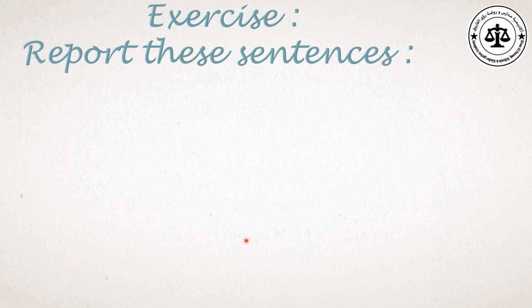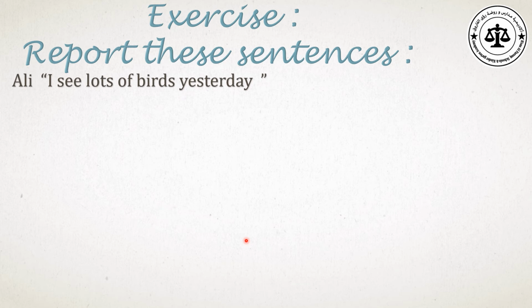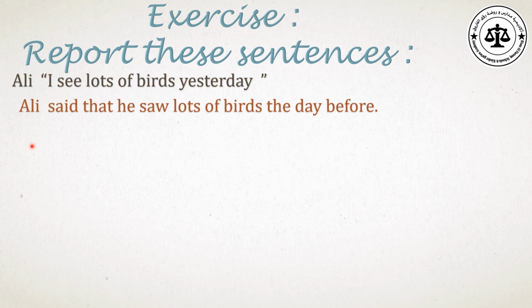Now let's do this exercise. Report these sentences. The first sentence, Ali's speech: I see lots of birds yesterday. هذا الكلام شو بنسميه؟ Direct speech, الكلام المباشر. We want to change it into reported speech or indirect speech. We have to underline the things that we have to change. شو الأشياء اللي لازم نغيرها؟ Excellent. The pronoun I, the verb, and yesterday. So the answer is: Ali said that he saw lots of birds the day before.